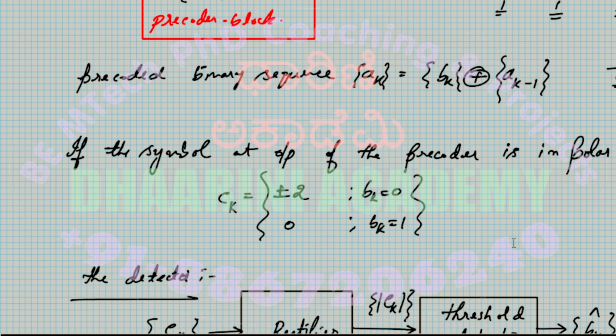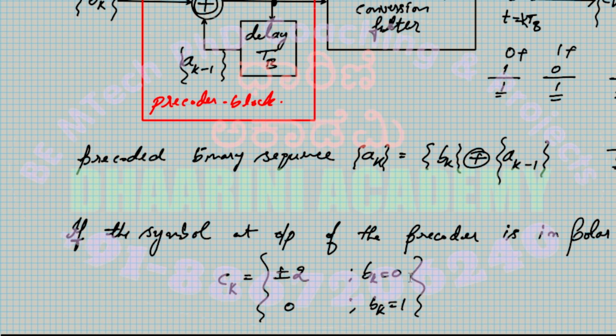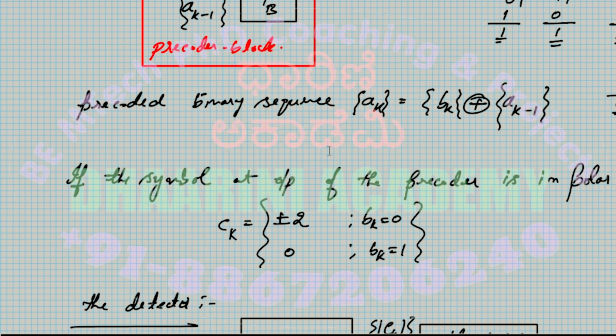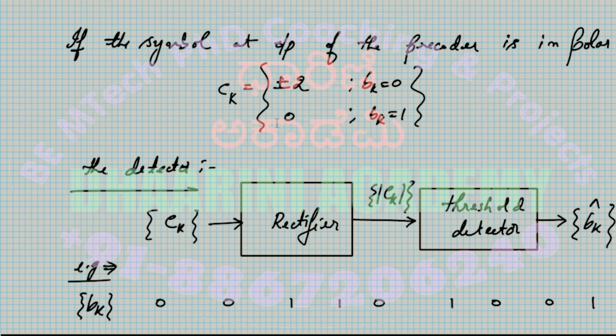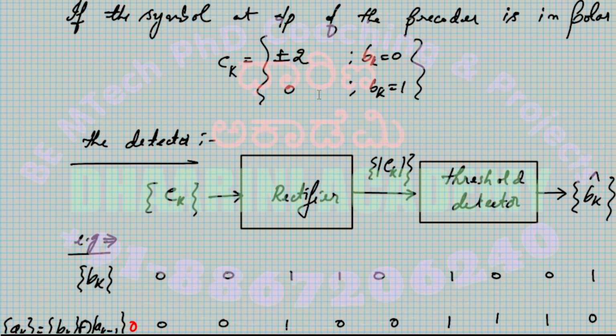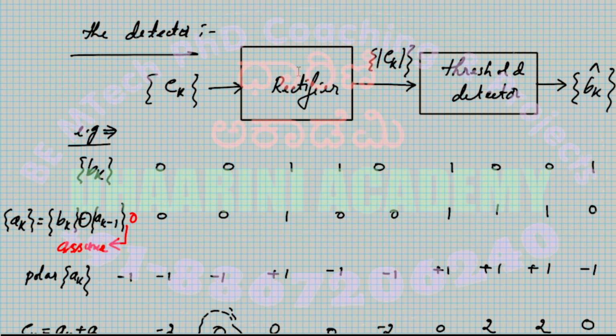So let's see. If bk is equal to 0, the output will be plus or minus 2, because you are adding two ones over there. And whenever the input bk is equal to 1, the output ck becomes equal to 0. This is what is going to happen over here. In our circuit, the final output will be like this. And how do you detect that? Simply pass it through a rectifier. Minus becomes a plus, the rectifier is going to do that. And put it into a threshold value. Normally the threshold could be a 0 value or something.